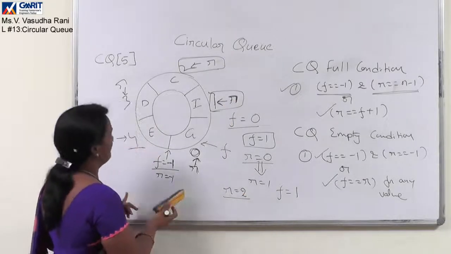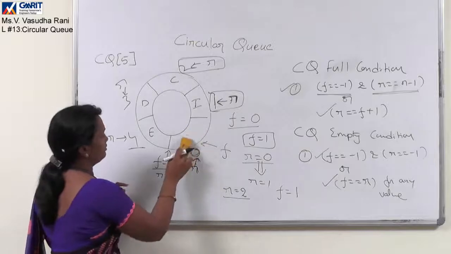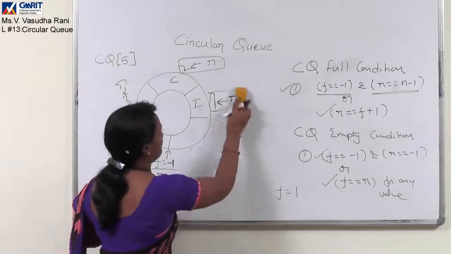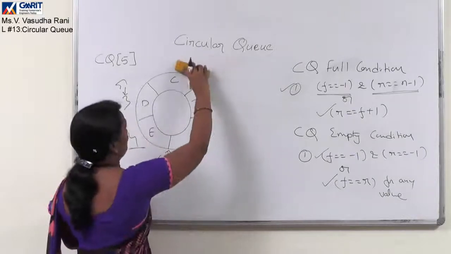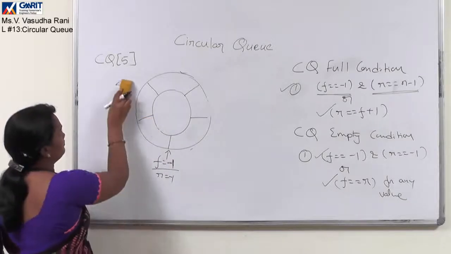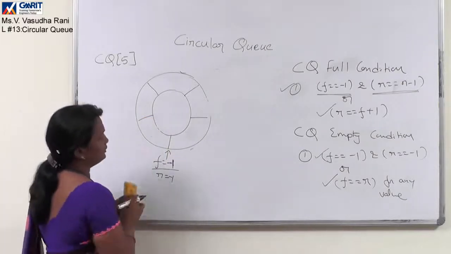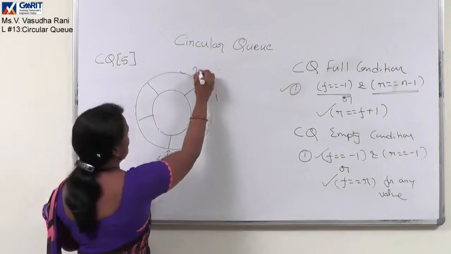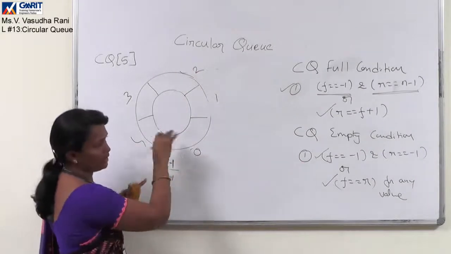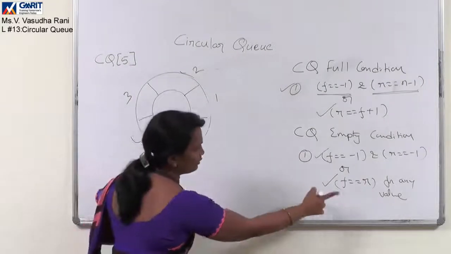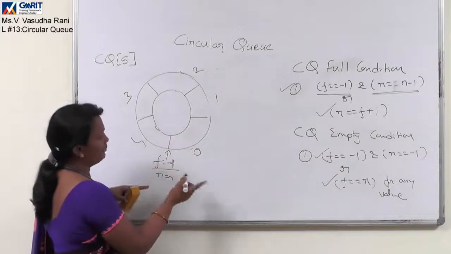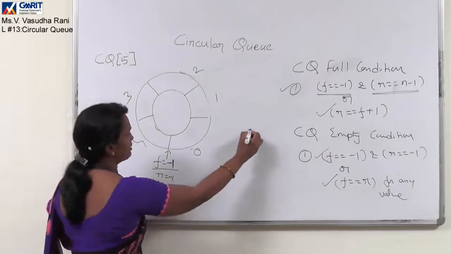We'll take the situation initially, with locations 0, 1, 2, 3, 4. Initially front is -1, rear is -1, and our circular queue is empty. Now f equal to r, for any value, it is empty only. Now what you do is insert one element.